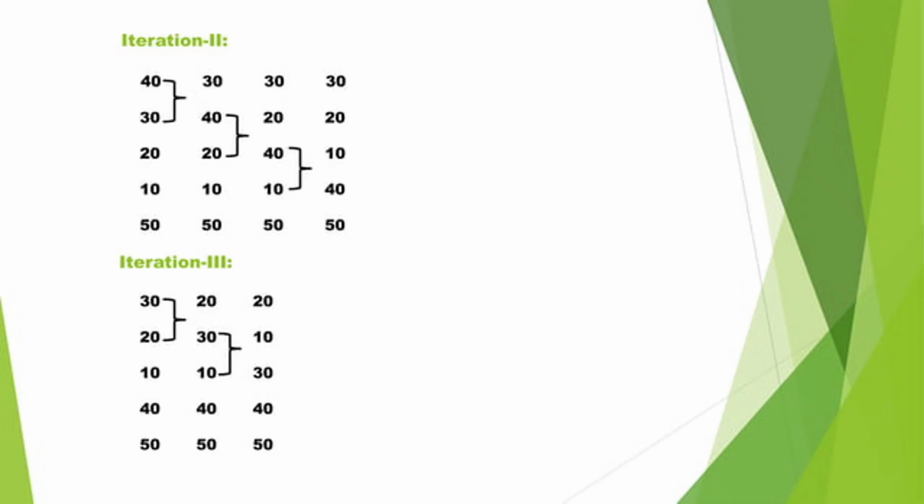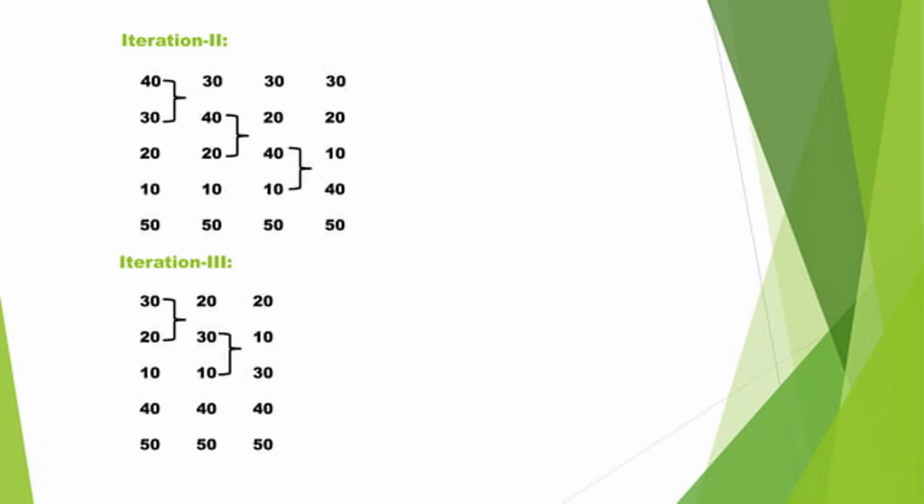Next, compare A of 2, 40 and A of 3, 10. So here 40 is greater than 10. Again swapping is required. Now the array will be 30, 20, 10, 40 and 50. No need to compare the last element as it is already sorted. Next, iteration 3. Compare A of 0, 30 and A of 1, 20. 30 is greater than 20, so swapping is required. 20, 30, 10, 40, 50 is the new array.